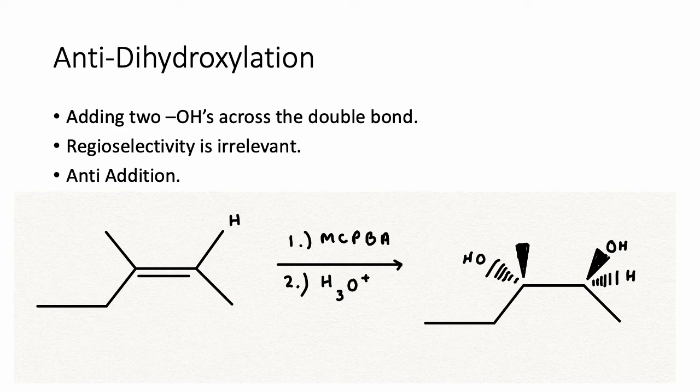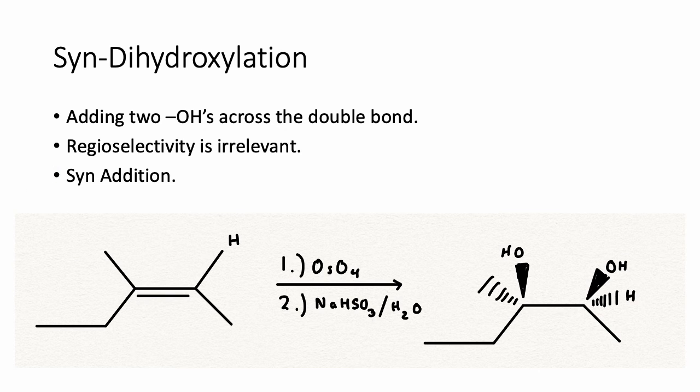So next up we have anti-dihydroxylation, and in this case we're going to add two OHs across the double bond. Regioselectivity is not going to be important because we're adding the same things across the double bond, and this proceeds via anti-addition, as implied by its name. So first we're going to use a peroxy acid, such as MCPBA, and we're going to follow that up with hydronium, and we usually get this hydronium from an acidic source, such as sulfuric acid, but you can just write hydronium.